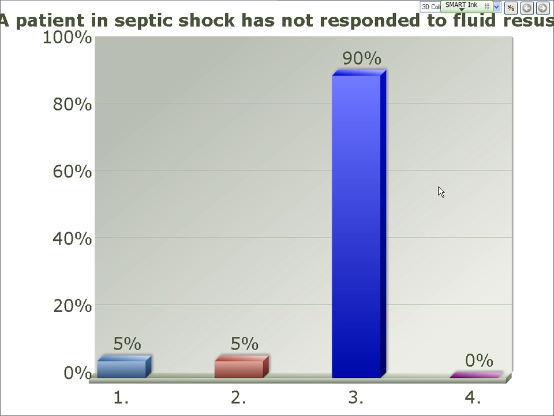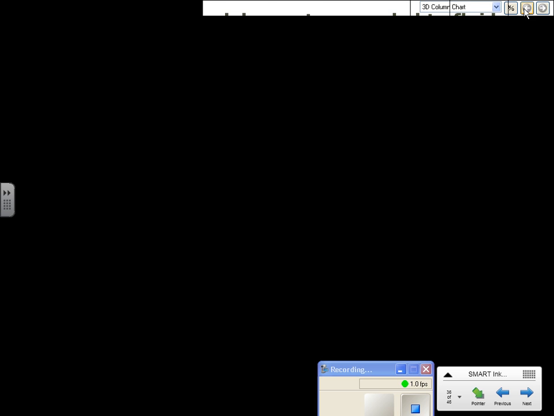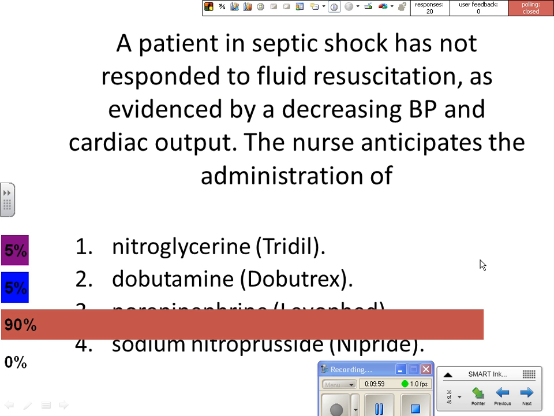So some of you wanted to give either Tridil, nitroglycerin, or Dobutrex. Nobody wanted to give Nipride. The majority of you wanted to give Levophed. Why is that? What about nitroglycerin? What is that going to do? Vasodilator, and what is it going to do to the blood pressure? It's going to decrease the blood pressure.